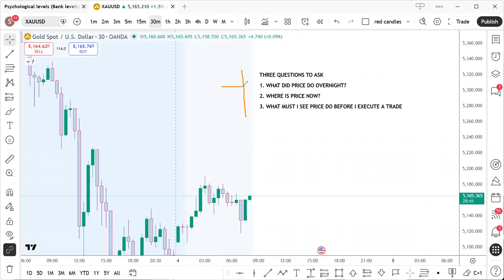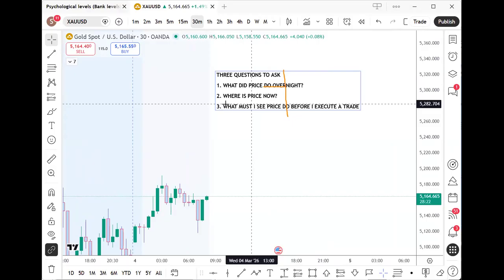First, you want to know the direction of the market, right? To know the direction of the market, you need to ask three questions. The first one being, what did price do overnight? Then, where is price now?